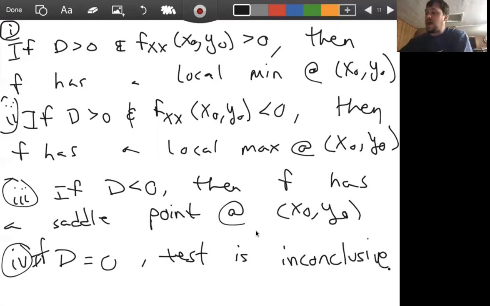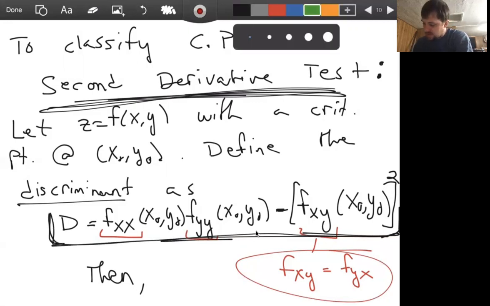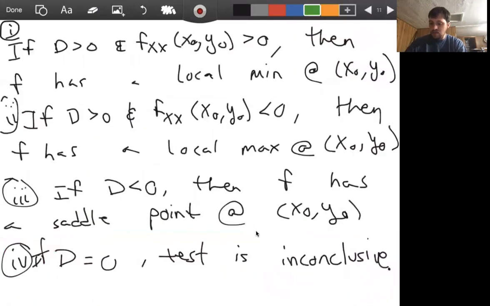Okay, and so to recap, here's what the second derivative test gives us. It says if you compute the discriminant, then you view whether it's positive or negative, and then you also have to view whether this piece of the discriminant is positive or negative, this piece in green here, right? You view these values at the critical point, and then you come to this chart over here, and you figure out where these calculated values land you, like in which case they land you. And then the second derivative test tells you what kind of critical point it is.